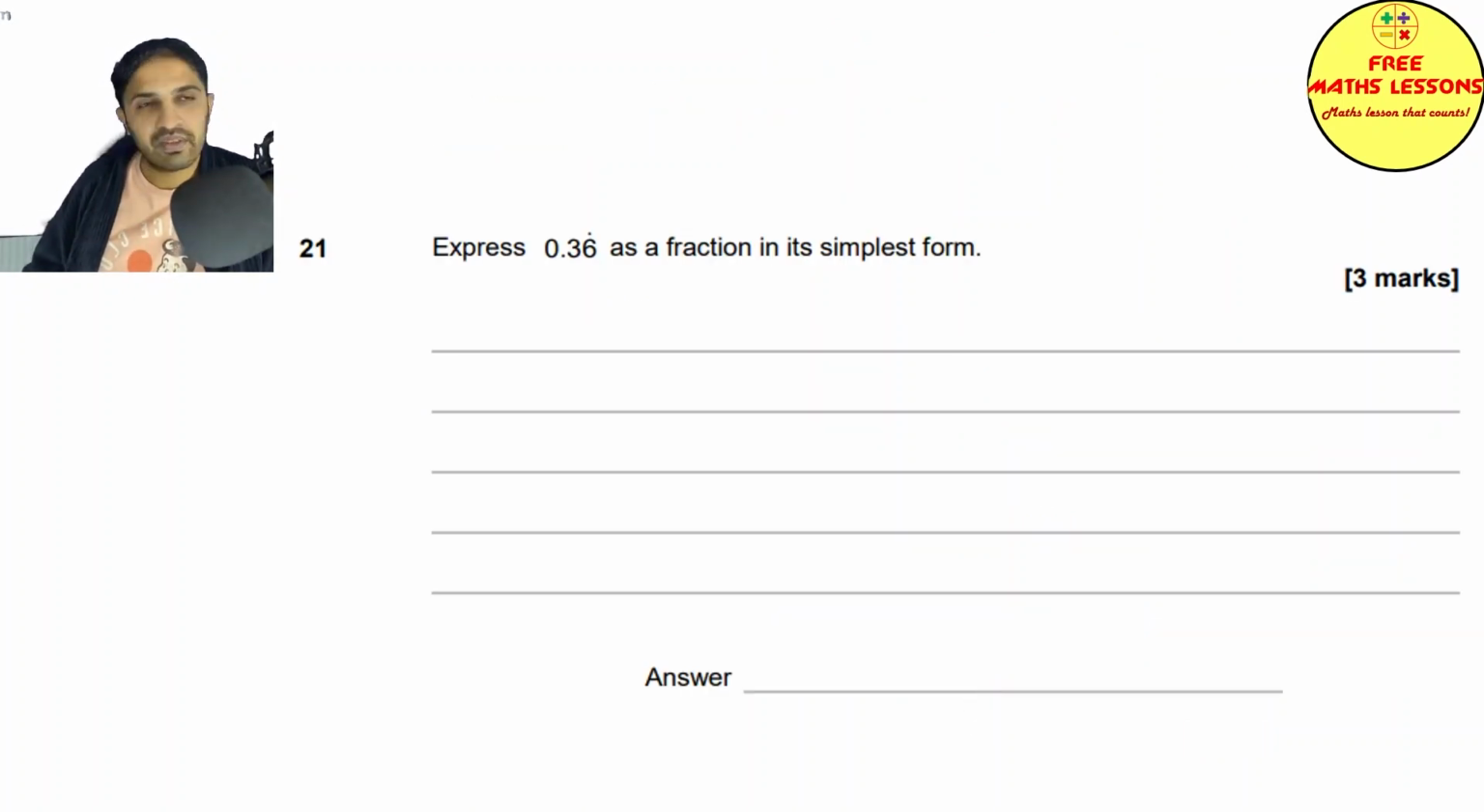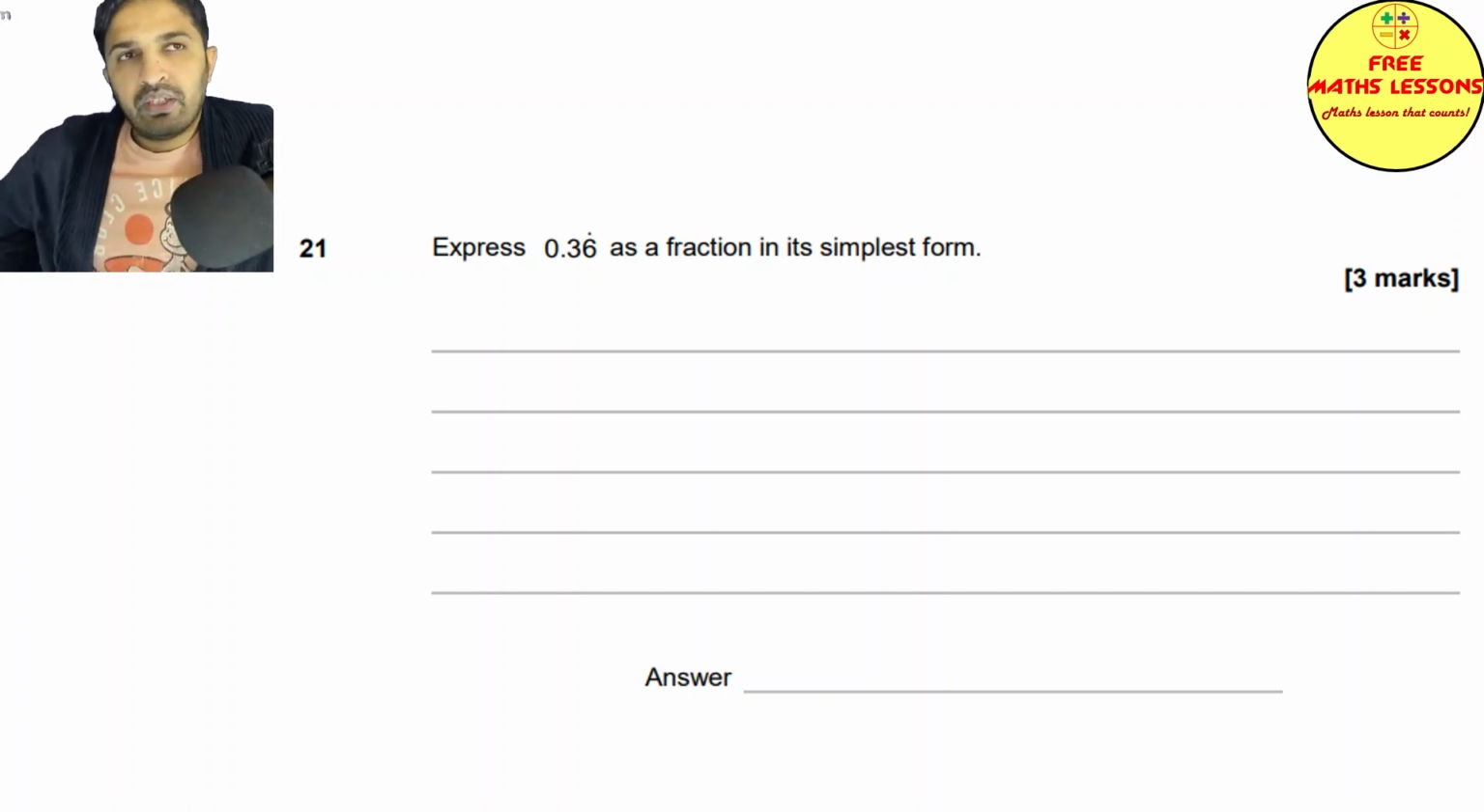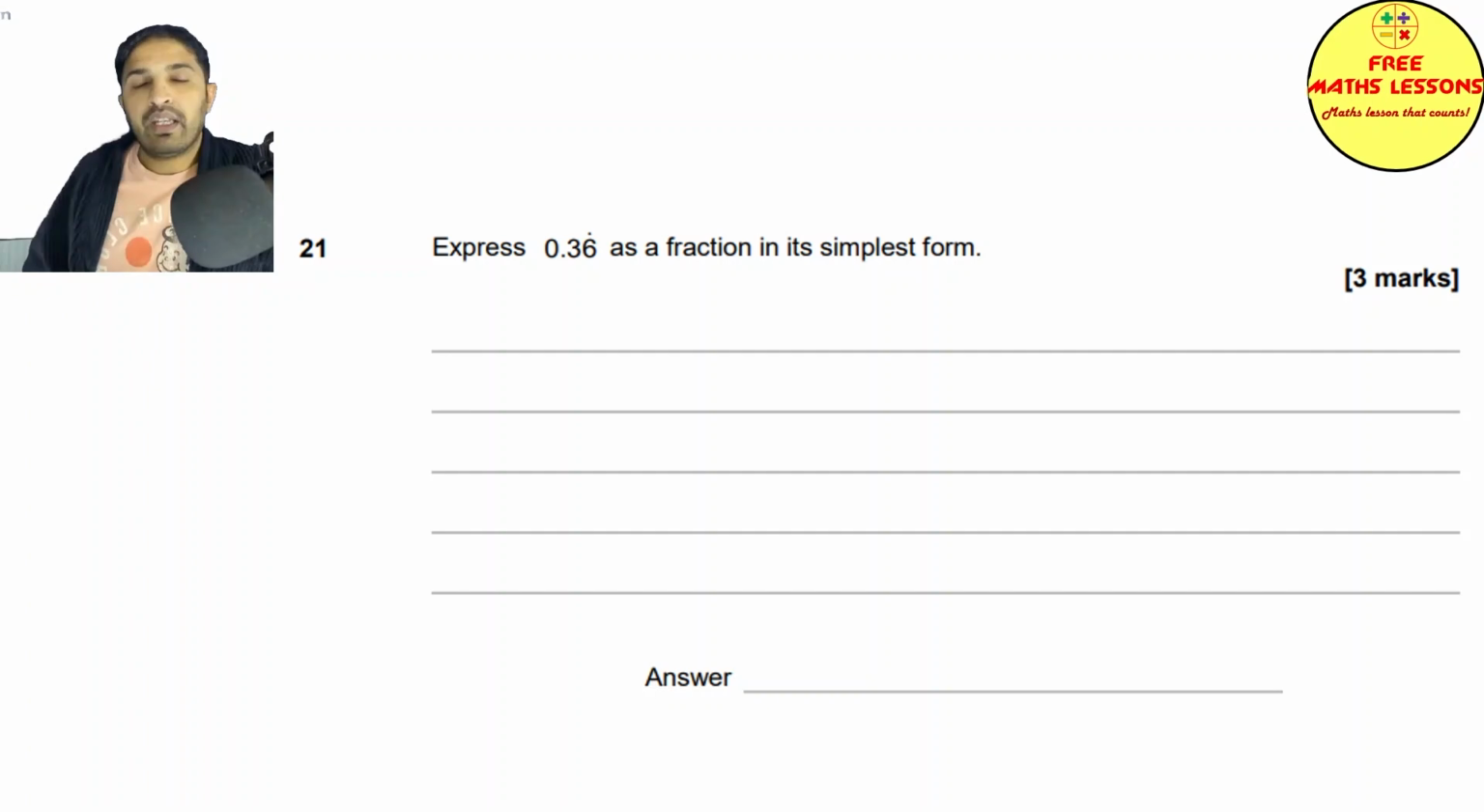Tricky question then. Express 0.36 recurring as a fraction in its simplest form. So if you're writing a fraction in its simplest form, and there's a 6 that's recurring, generally, when you're looking at this, we need to be able to write it down using algebra.